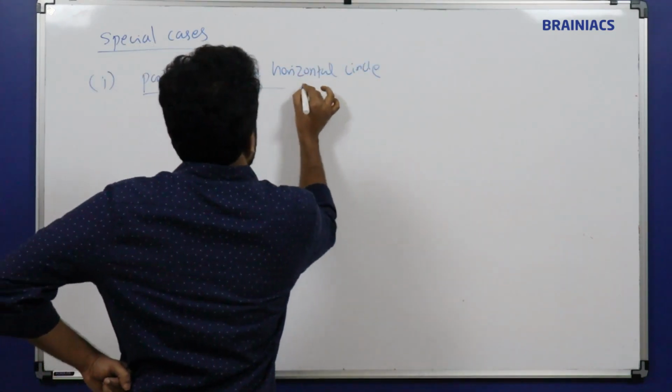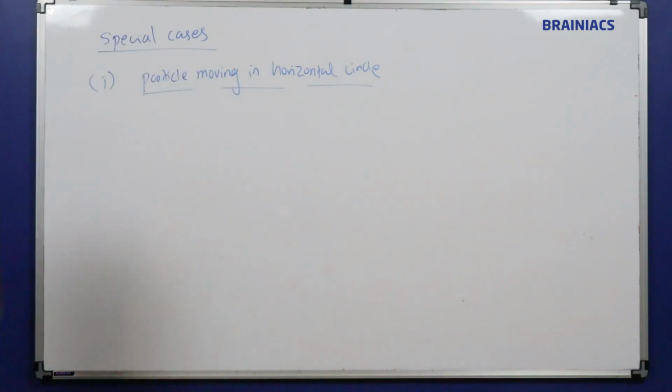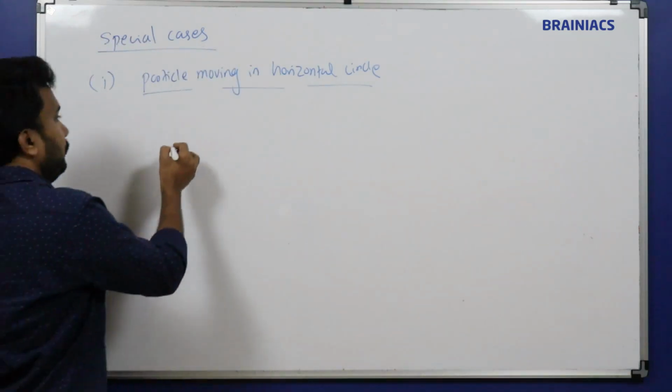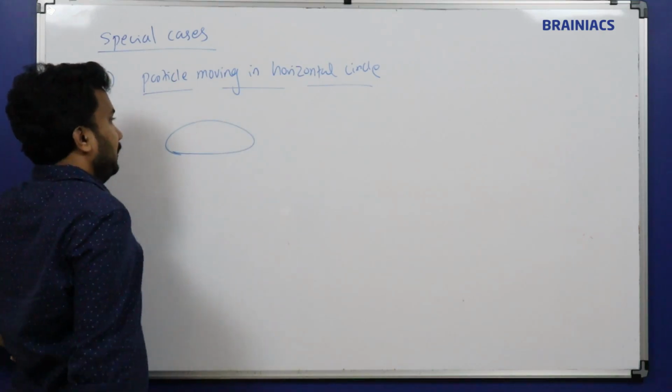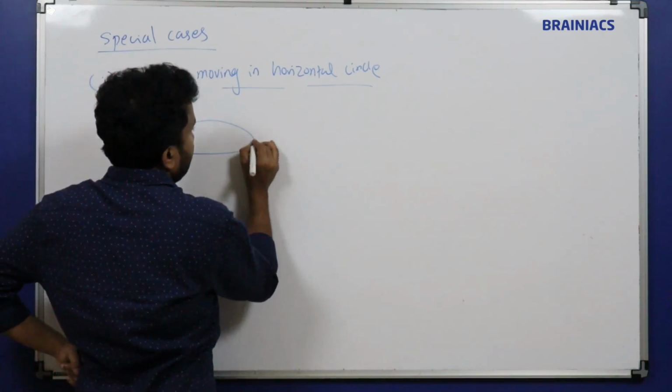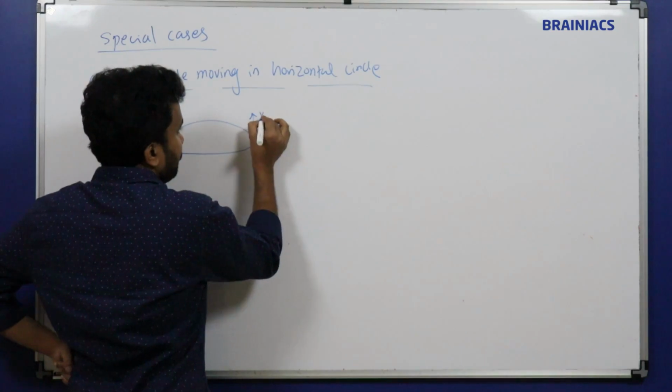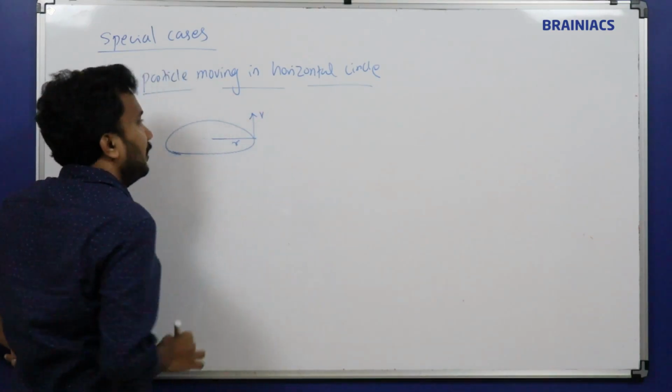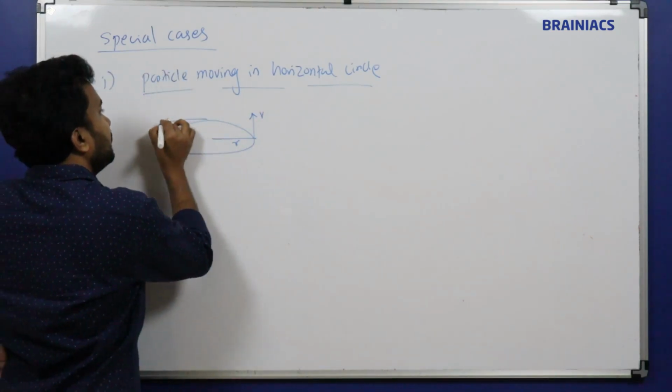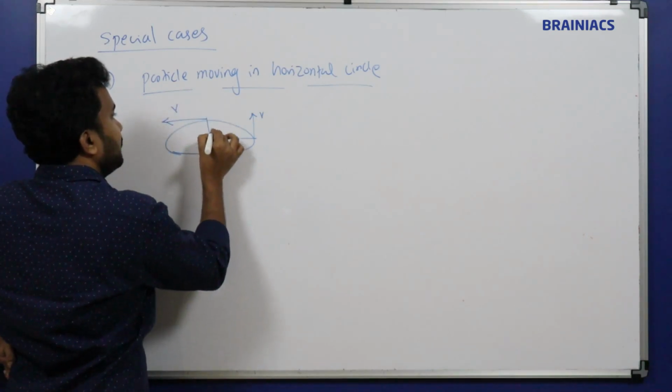Let me see what I am trying to explain over here. It's very hard to draw, but I will try. Here we have tangential velocity v, and this is our r. When the particle is over here, this is our tangential velocity v, and this is our r.